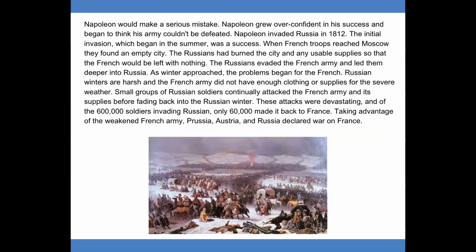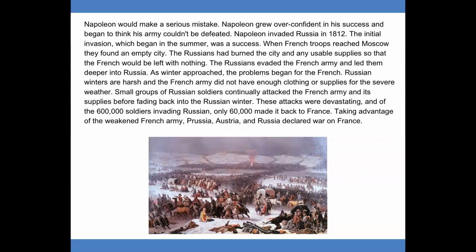Napoleon grew overconfident in his success and began to think his army couldn't be defeated. Napoleon invaded Russia in 1812. The initial invasion, which began in the summer, was a success. When French troops reached Moscow, they found an empty city. The Russians had burned the city and any usable supplies so that the French would be left with nothing. The Russians evaded the French army and led them deeper into Russia.